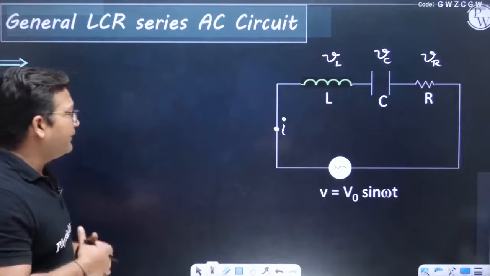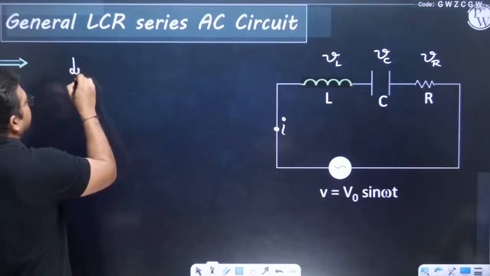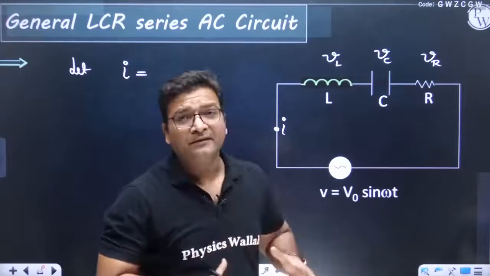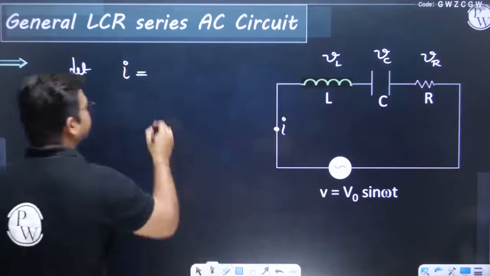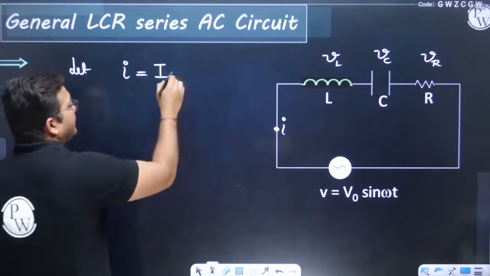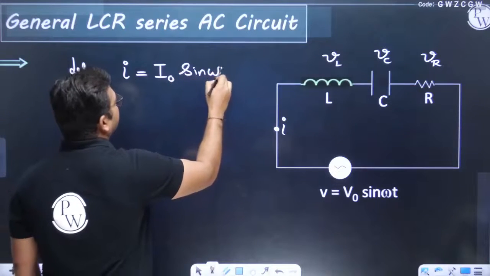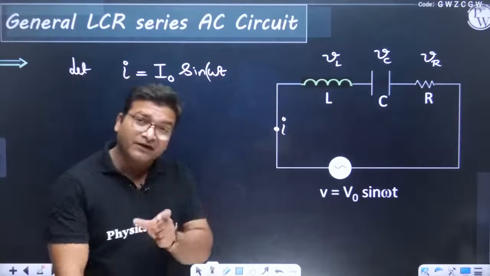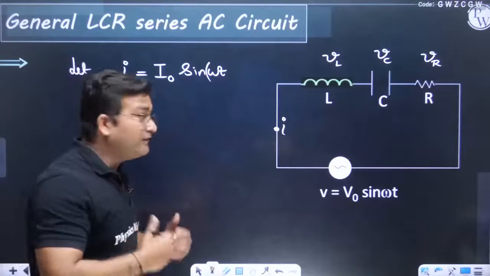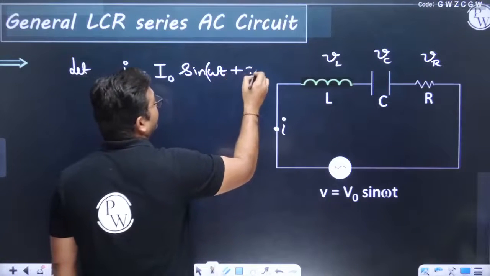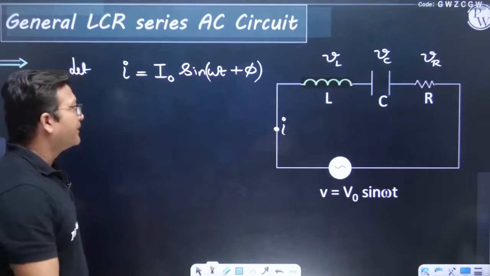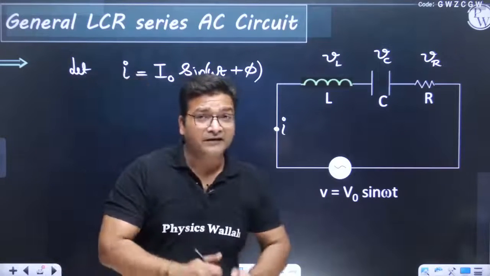So, while drawing phasors, let's first assume the current in the circuit. As I know the current would be alternating, I'm assuming current as I naught sine omega t plus phi. Let us say the maximum current is I naught. But the current may differ in phase with voltage, and initially we do not know what the phase difference is, so I'm assuming the phase difference to be phi. I've assumed the current like this, but after analysis, we will be finding their values.